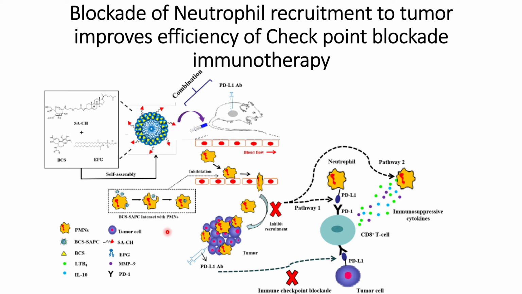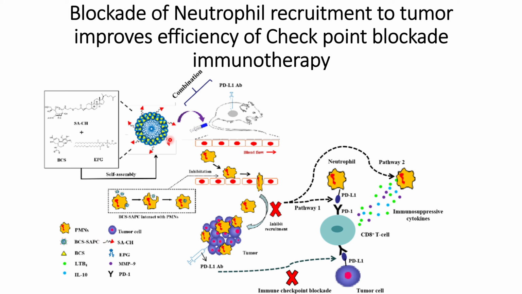So what is the main idea of this paper? It is to block this neutrophil recruitment to the tumor cells so that the immune system can work efficiently on the tumor cells. So how do they do that? They do that by injection of this complex, which they call the BCS SAPC complex.